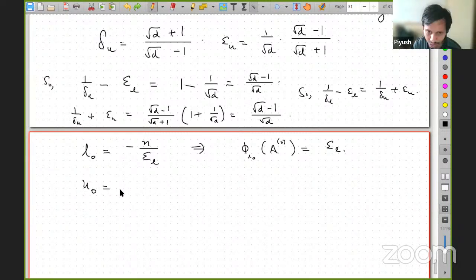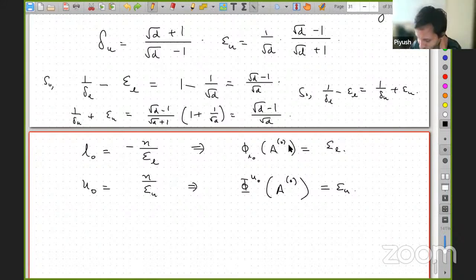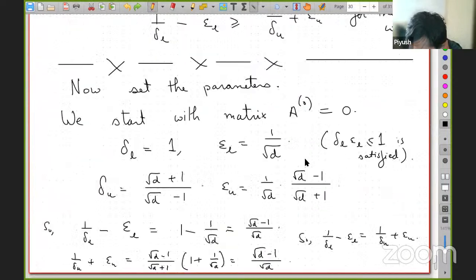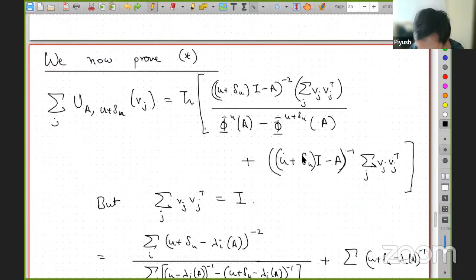And you set U0 also to be n over epsilon U. So again, it's bigger than all the eigenvalues, which are 0, and that implies that at the beginning, at least, you have this. So you start off in the correct setting. When you start with the matrix, the barrier functions have the right conditions. The delta L's and delta U's are all fine. As you keep continuing this, these conditions remain valid. That's what we have shown so far.